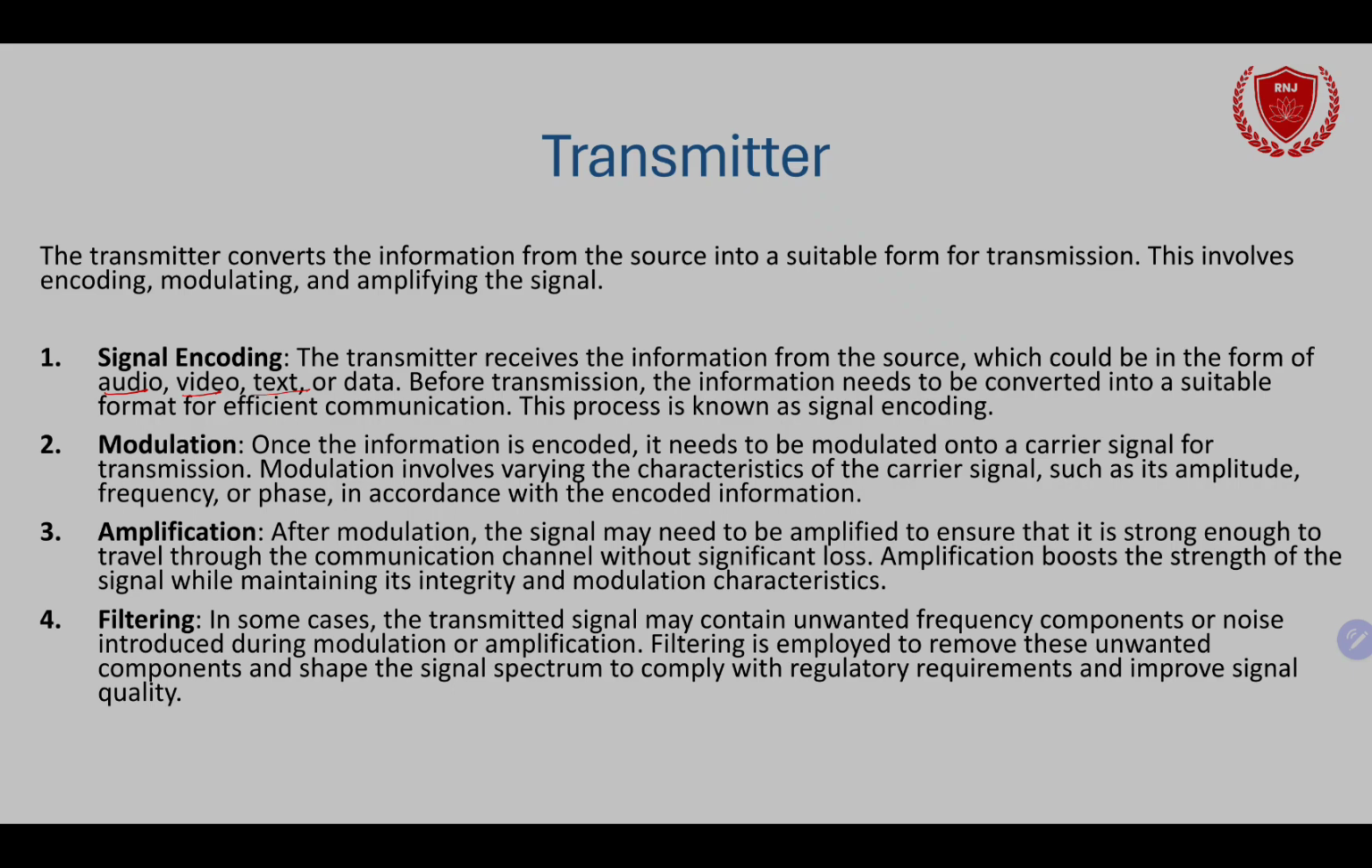Right? But as it is, the information cannot be transmitted. Depending upon how the information is transmitted, we need to encode it. First, four operations are performed in this one single transmitter block. First is signal encoding, next comes modulation, next comes amplification, and next comes filtering.